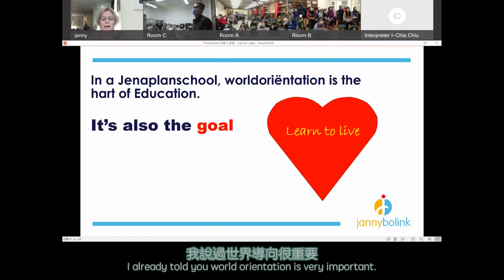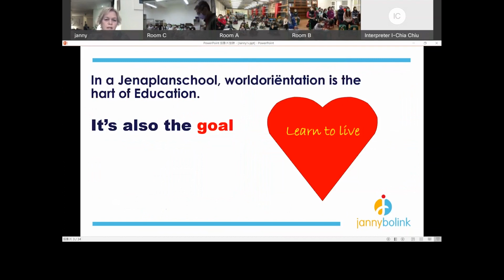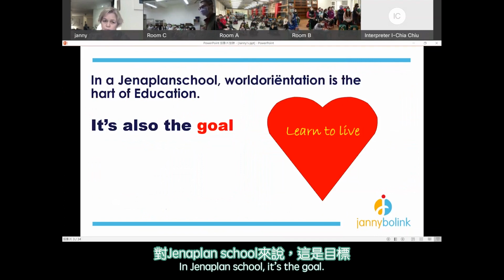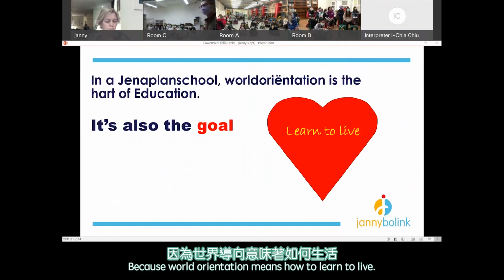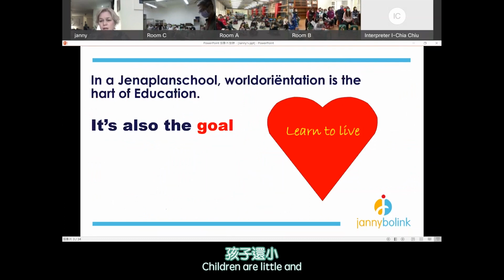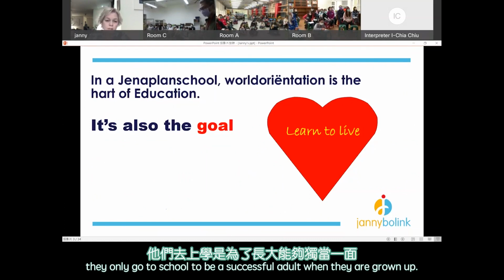I already told you world orientation is very important. In Jenaplan schools, it's the goal, because world orientation means how to learn to live. Children are little and they only go to school to be a successful adult when they are grown up.